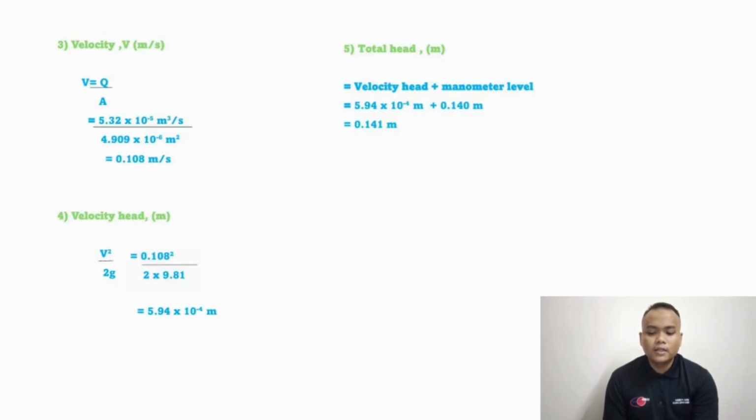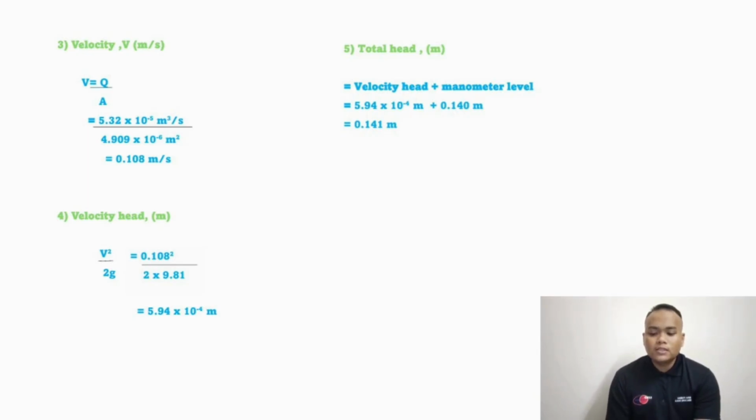Next, the third is velocity. The velocity formula is Q over A, flow rate over area. So we insert the value for flow rate, 5.32 × 10⁻⁵ m³/s, and the value of area, 4.909 × 10⁻⁶ m². The value that we get for velocity is 0.108 meter per second.